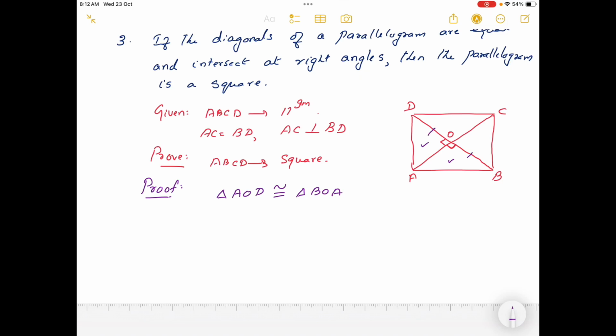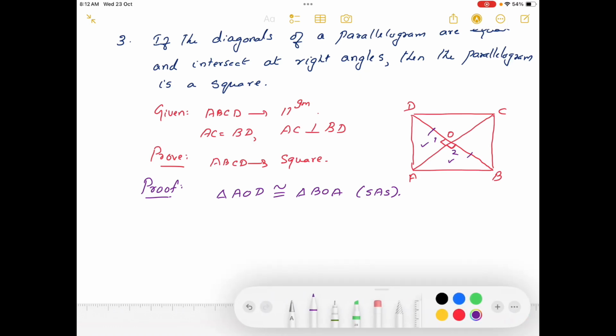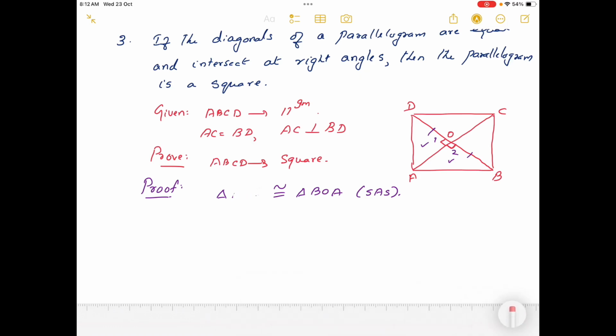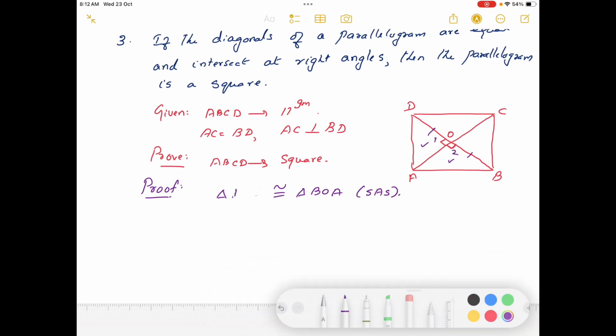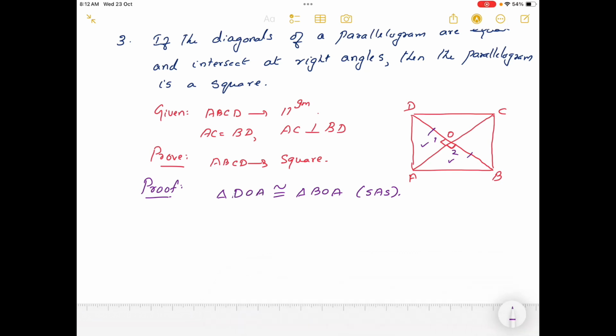How will you do it? BO is equal to OD, then angle 1 equals angle 2, which is 90 degrees, and then AO equals AO, so it will be SAS. You can say the two triangles are AOD and BOA. Therefore, you can say AD equals AB, by CPCT.